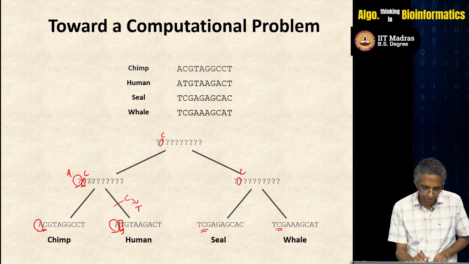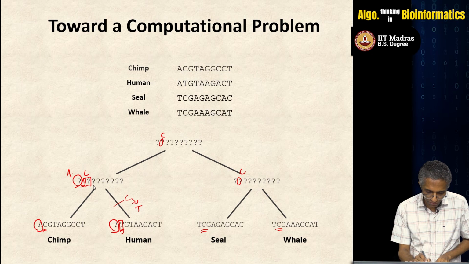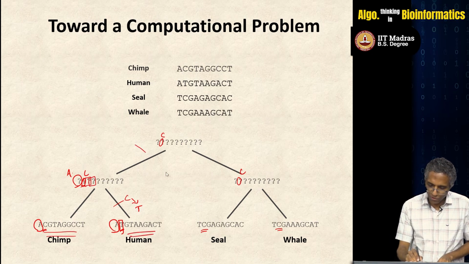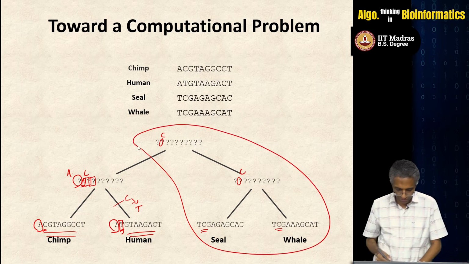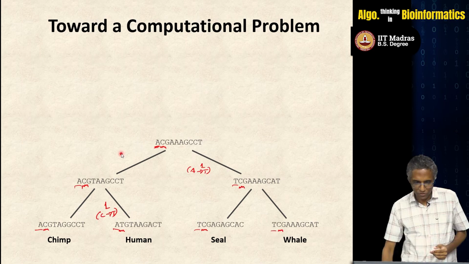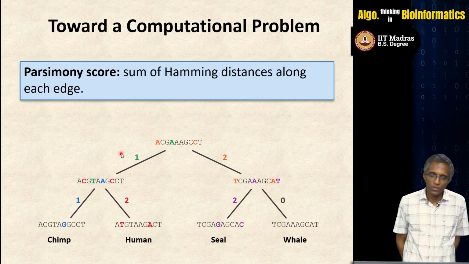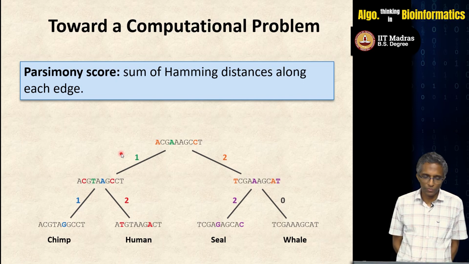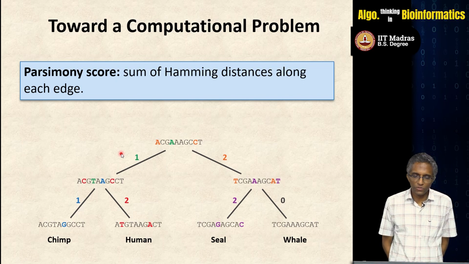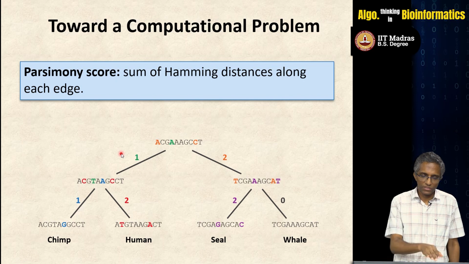everywhere else the second letter will be C. Okay. So, to figure out what each of these question marks are, I have to look both at the two children here and also what is happening in the rest of the tree, right. Then only I will be able to figure out the best solution. Okay. So, but we will try to formulate this problem before we look at a dynamic programming solution for this problem. Okay. So, the parsimony score is going to be the sum of the Hamming distances along each edge.